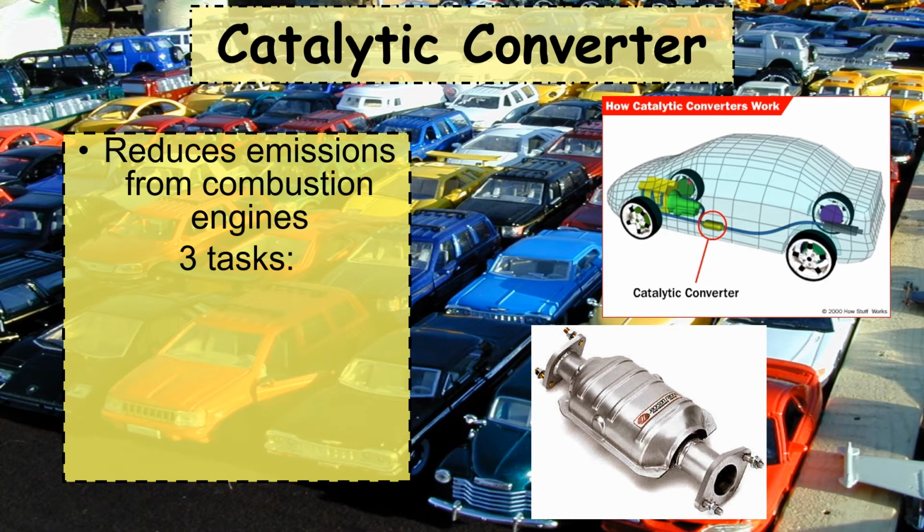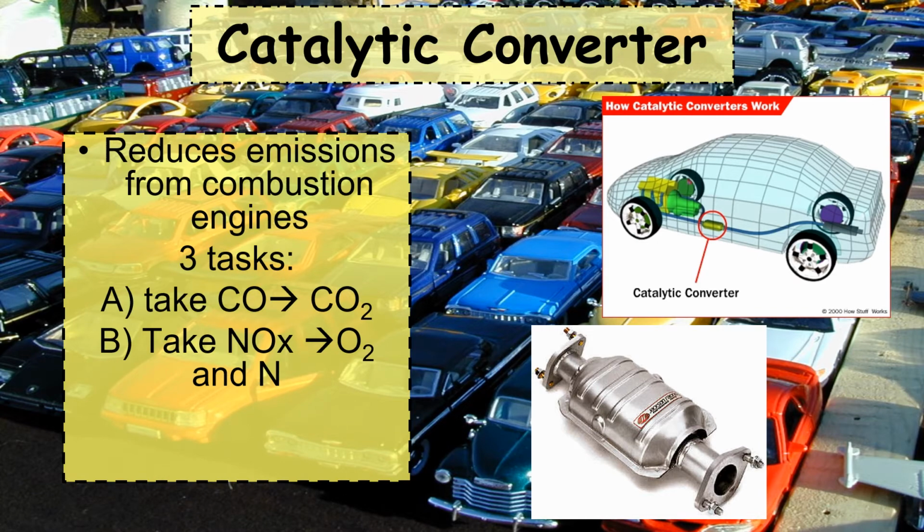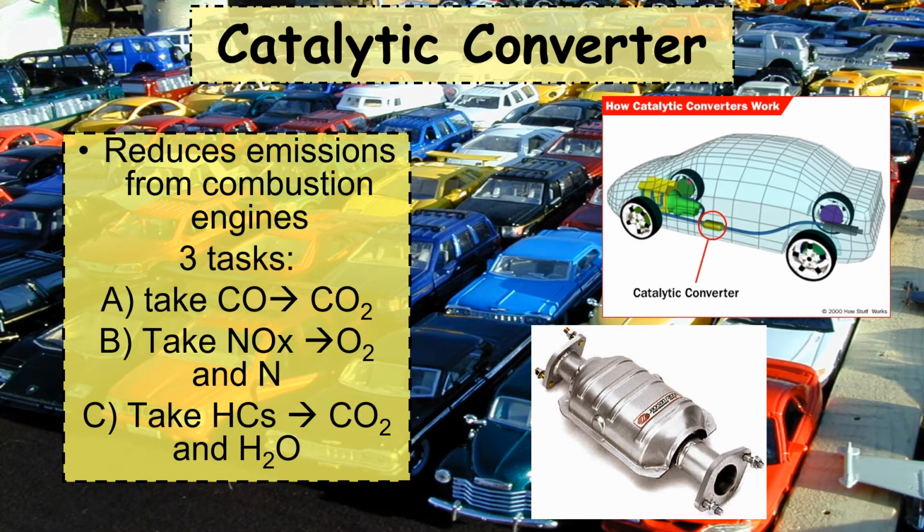Also, most cars here in California do have devices on them called catalytic converters. Catalytic converters are super important on cars because they do three things. Number one, they take carbon monoxide, which is a really deadly gas to humans, and convert it into carbon dioxide. They also take nitrous oxides that are created from burning gasoline and break them apart into oxygen and nitrogen. And then the third thing they do is take hydrocarbons and break them apart into carbon dioxide and water. So if you ever wonder why water comes out of the tailpipe of a car, it's probably because of the catalytic converter working.